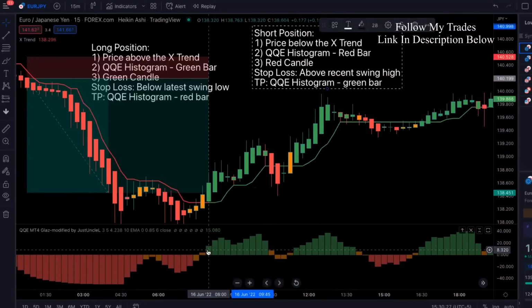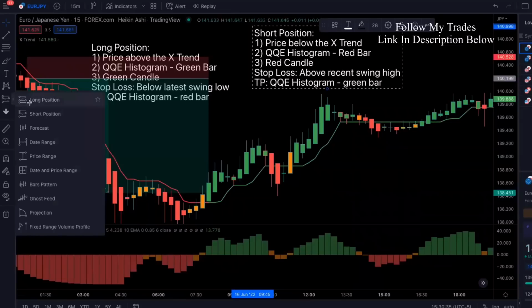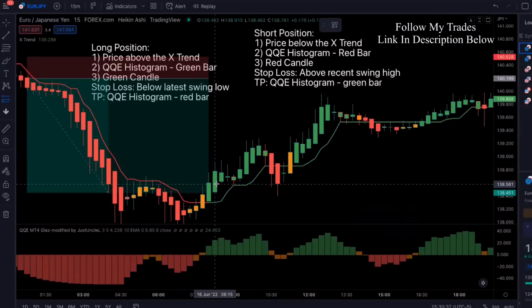So here's another entry right here. This would be the candle that initiates it. This would be the trigger candle. This is where you would get in, right? Long position right here because it's all green. Price action is above the green line for the X trend. Candle is green, histogram is green.